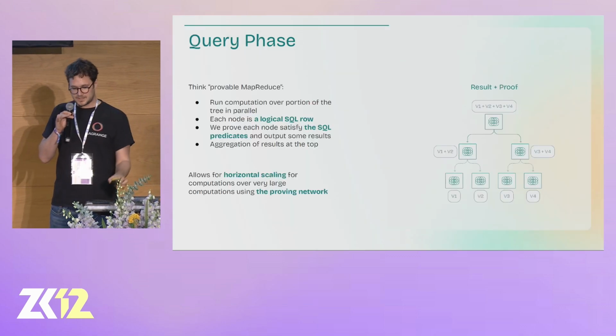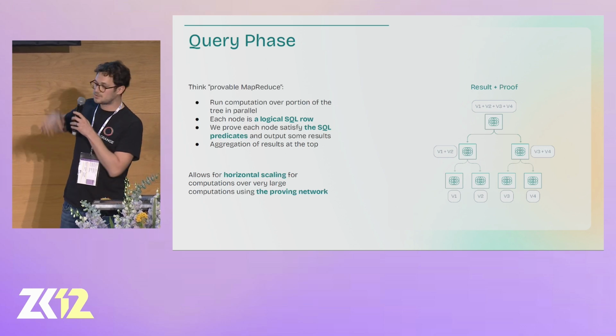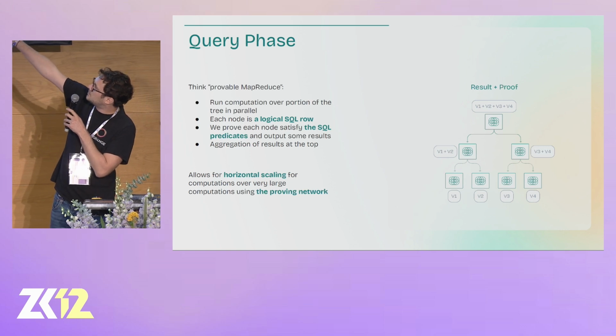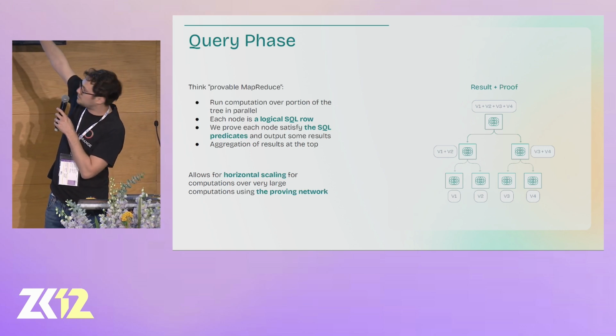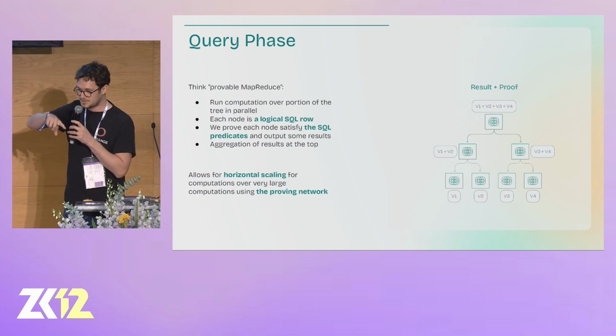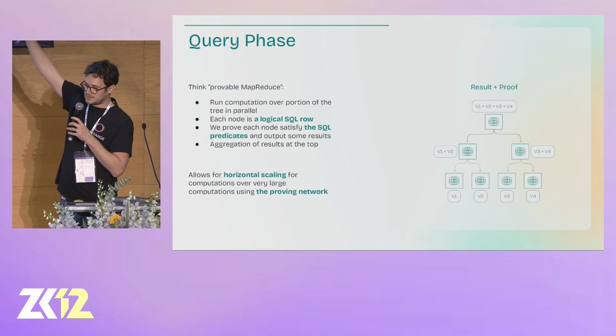Okay, so the query phase. Here it's a very simple example where you can imagine you just want to compute the average. So you compute V1 plus V2 on the left side, V3 plus V4 on the right side. You can compute this in parallel. So this is where the parallelism property comes in. And then you can aggregate the proof to get the final proof at the end.